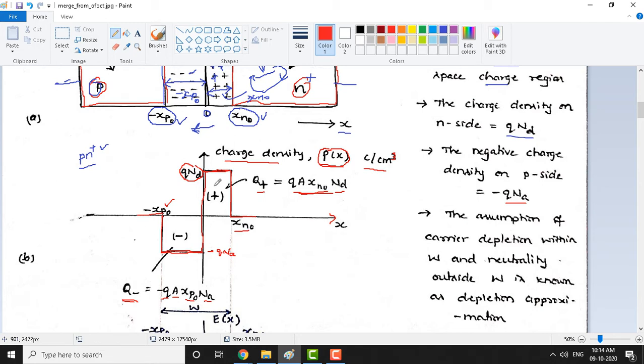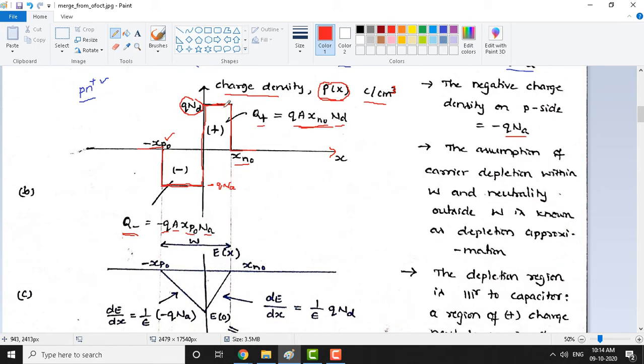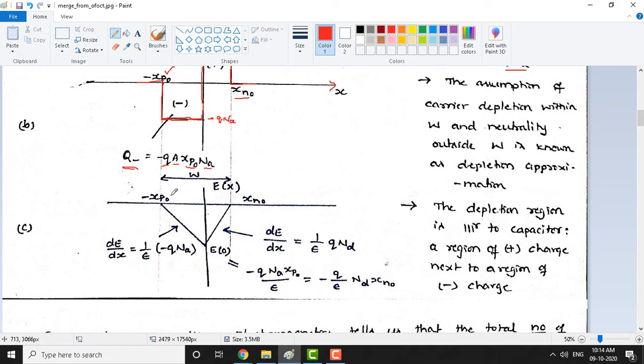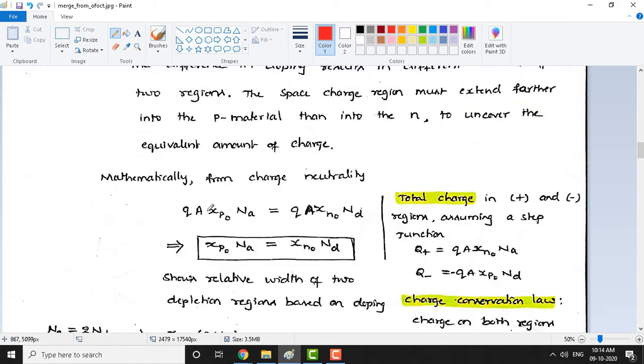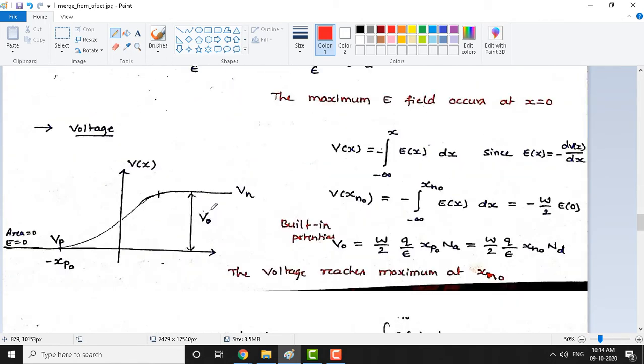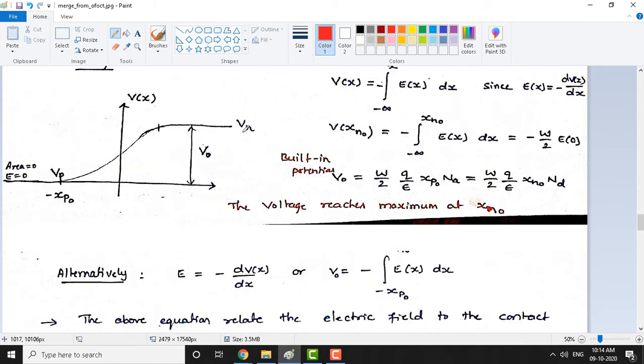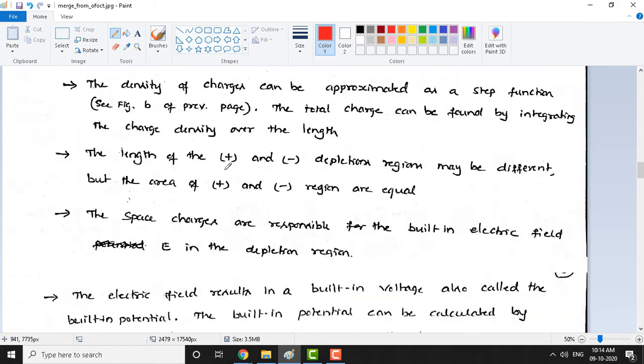Now, why do we need this charge density graph? You will get to know all those things a little later, why I am stressing more on the charge density. If you integrate this charge density graph, you will get an electric field. And if you integrate this electric field, you will get a potential, which I will show you here. This is a potential graph, the built-in potential graph. You already know that in an earlier class we derived an equation for V naught. This alternative equation for V naught is by the graphical method.